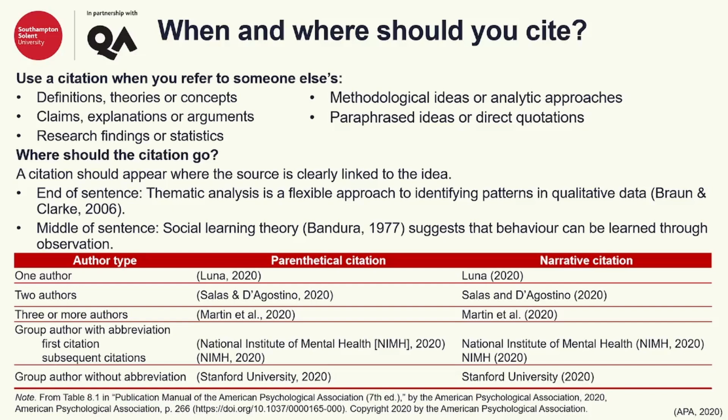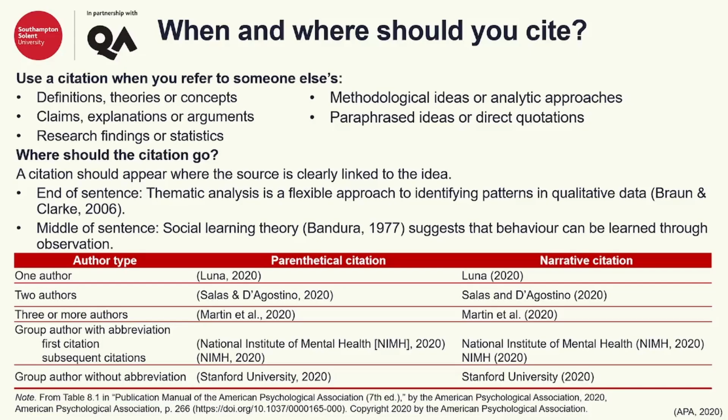You should also cite claims, explanations, and arguments drawn from other authors. Research findings and statistics require citations as well, because readers need to know which study produced the results. Methodological ideas and analytic approaches should also be cited. For example, if you state that your meta-analysis follows Brown and Clark's approach, you need to cite the relevant methodological source. The citation should be placed immediately after the information taken from the source.